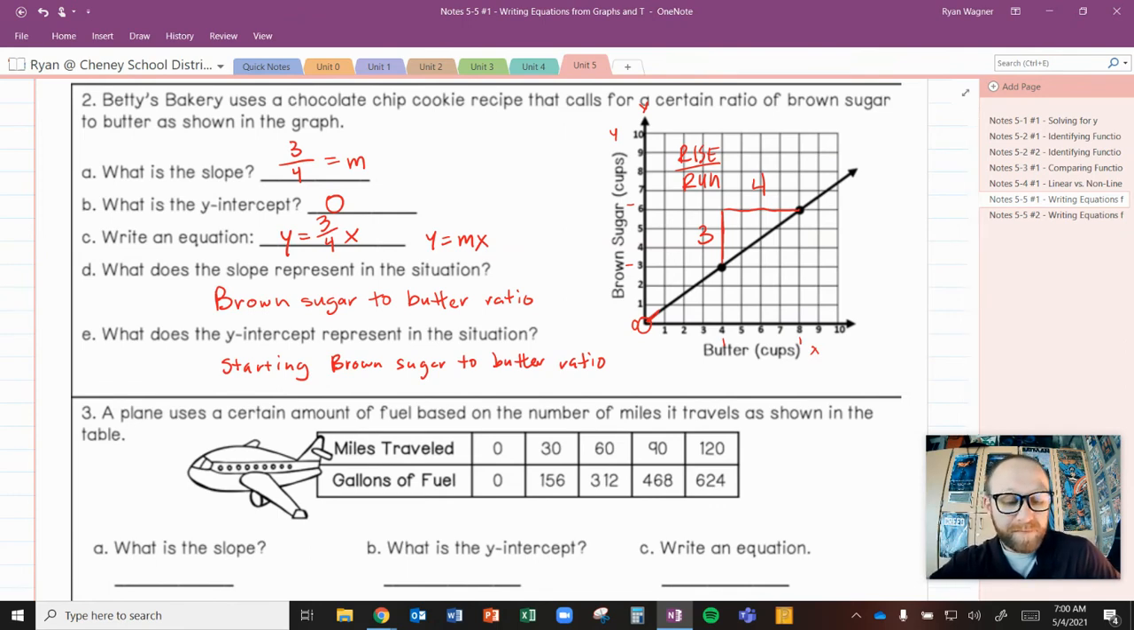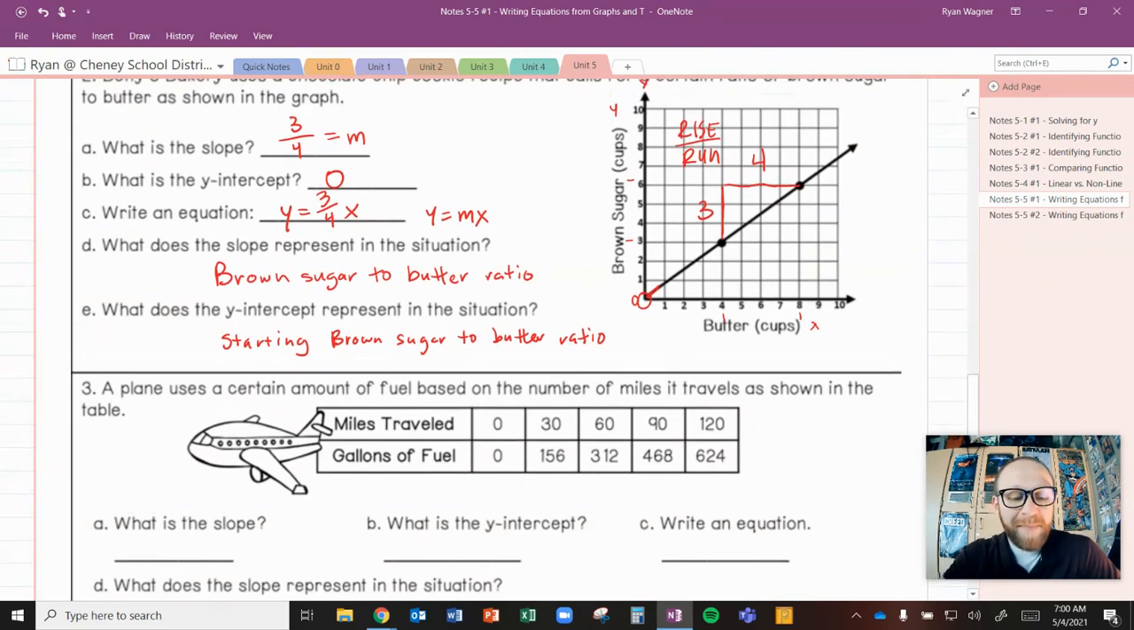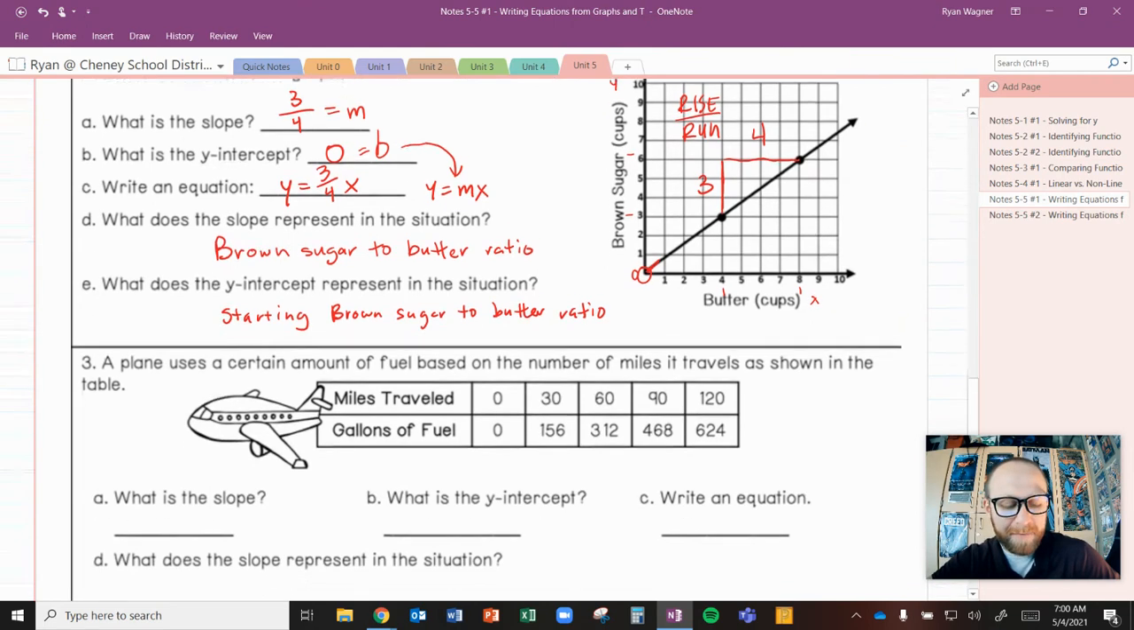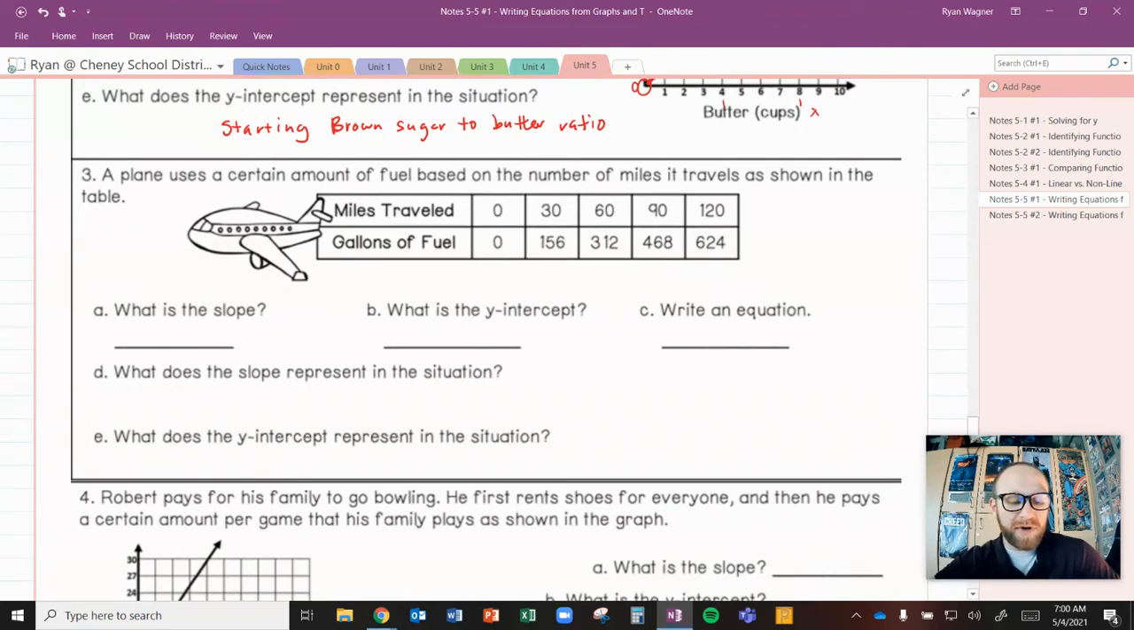Okay? So for a graph, we find our slope, rise over run. We find the y-intercept, where it crosses the y-axis, and then we put it into an equation. Okay? Remember, if your b is 0, your equation is y equals mx. If b is a number, it's y equals mx plus b. Okay? All right, let's see if you can do a couple.